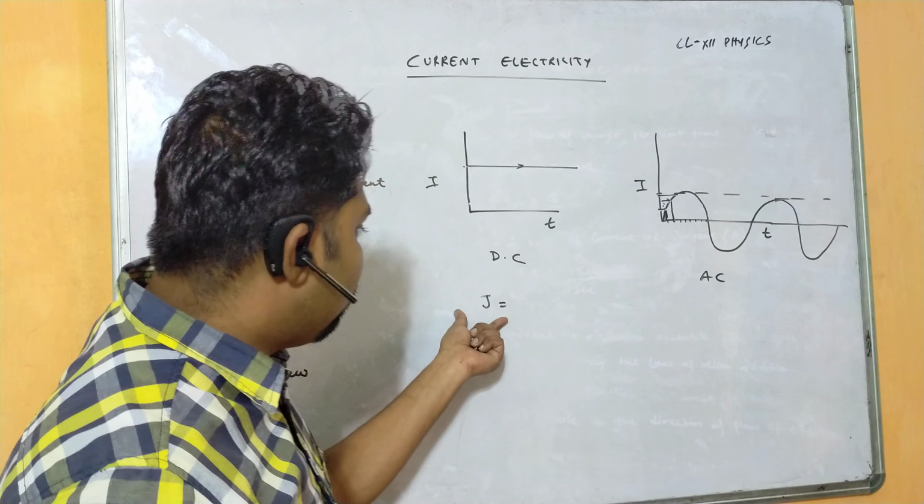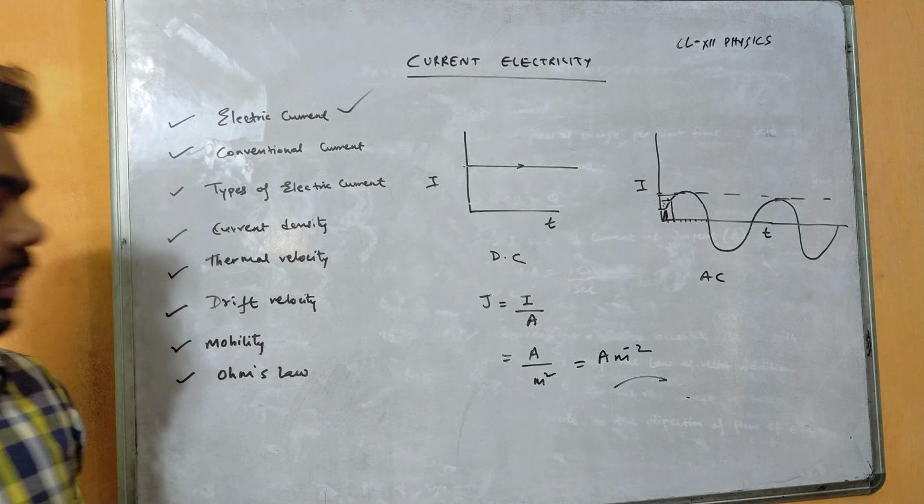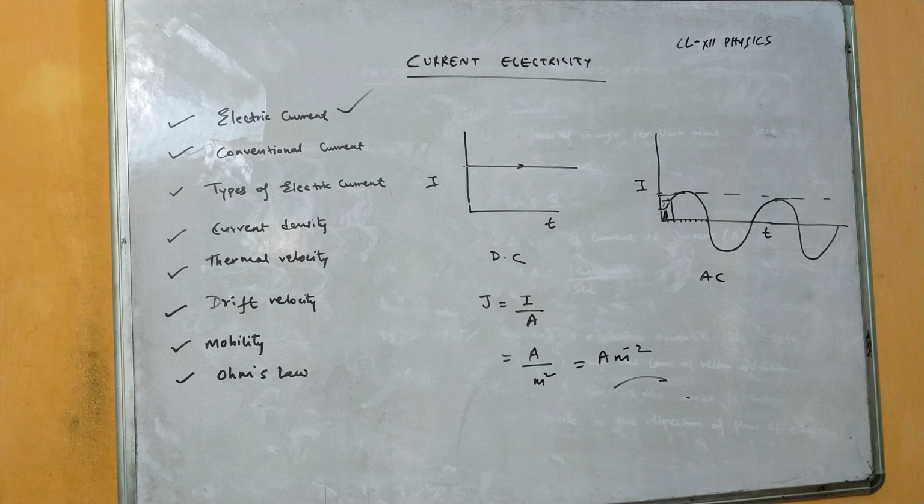And you see, to know what will be its SI unit, we just find the units of each term. Like current we say ampere, and area is in meter square, right? So current density we can write as ampere per meter square. So this is how we will calculate the SI unit of an unknown term.